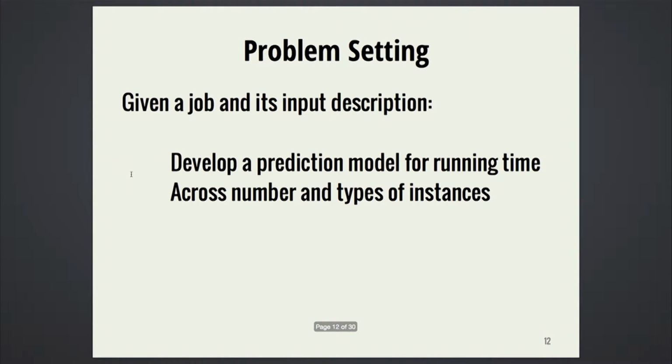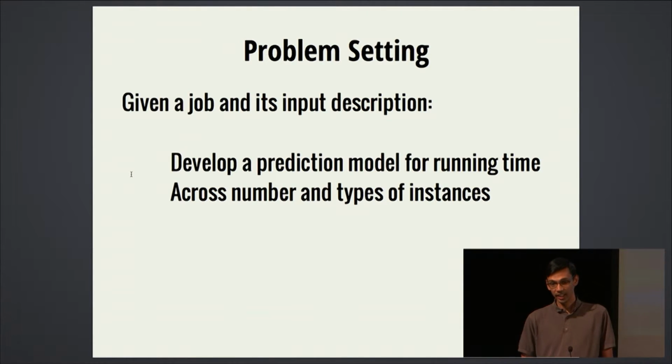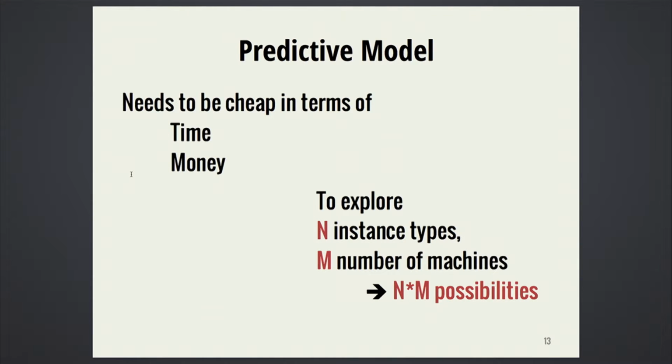So the goal of this work is to say that you're given a job and its input description. Can we help users figure out the optimal set and number of instances that they should be launching for their particular job to complete? To do this, the core insight that we have is that if we can develop a performance prediction model that, when given the job, can predict the amount of time it's going to take for different configurations, then we can quite easily make suggestions to the user on what kinds of instances they should choose. But building a performance model is actually quite tricky in this case.